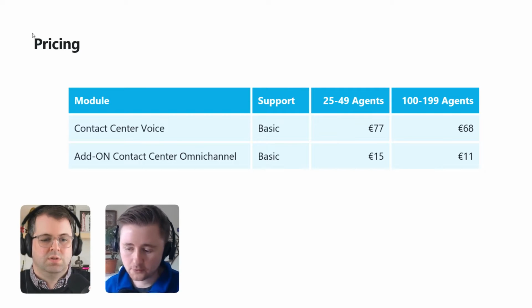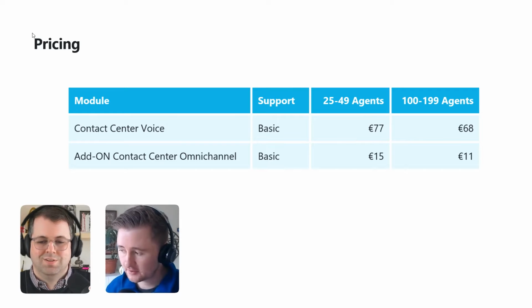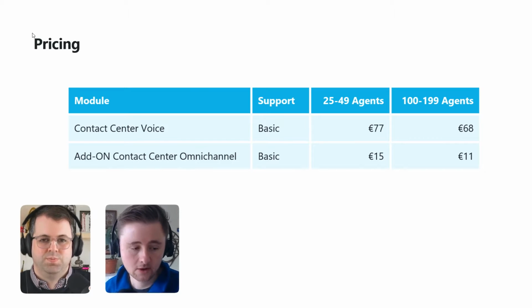And then if you have slightly more agents, then you fit into that 100 to 199 user banding. Then it's 68 for the voice license, and then you can add contact center on for €11 a month. So you don't have to add the omnichannel license on to everyone. You can pick and choose which teams need it. Typically, we find that maybe you don't need as many users for things like email or web chat as you do for voice. So you can select teams that have that omnichannel add-on.